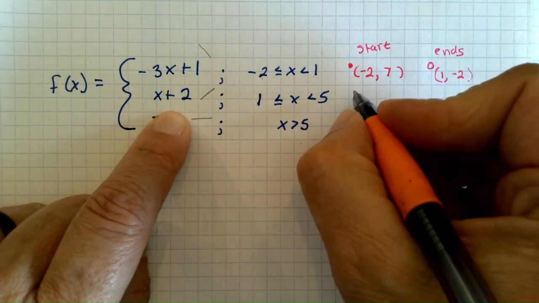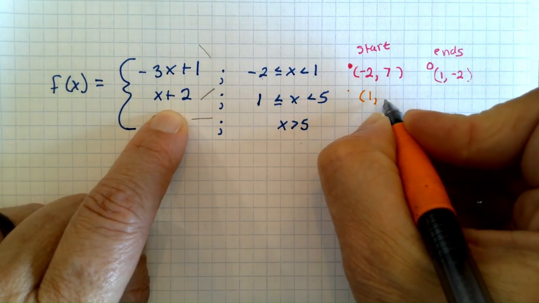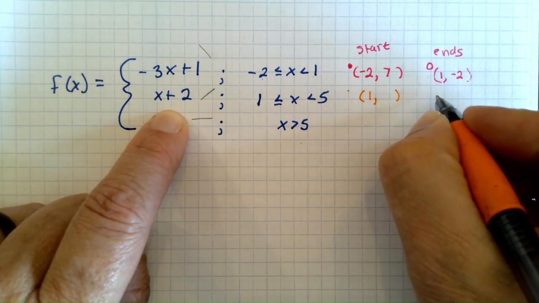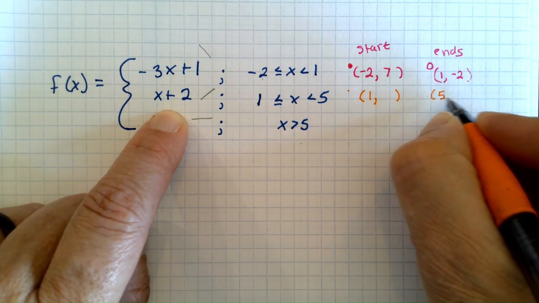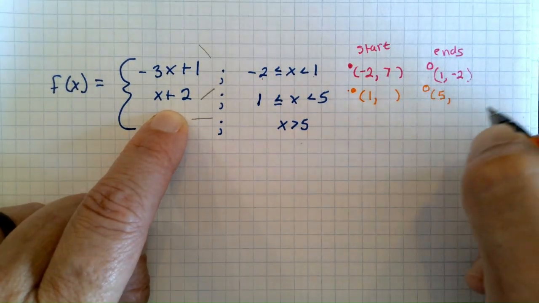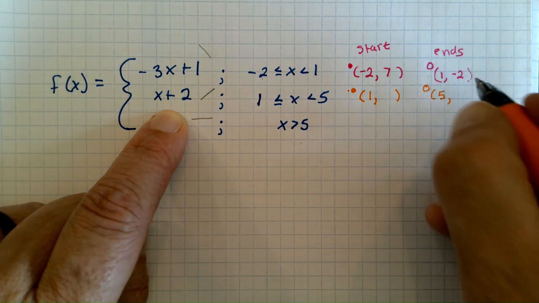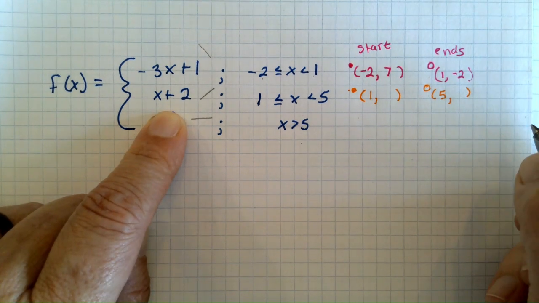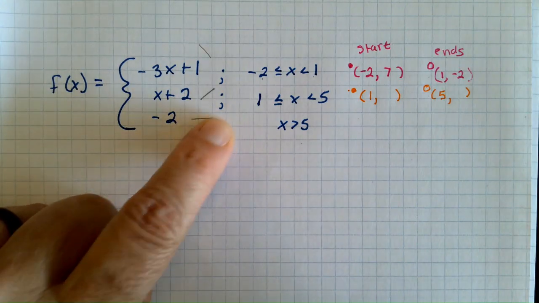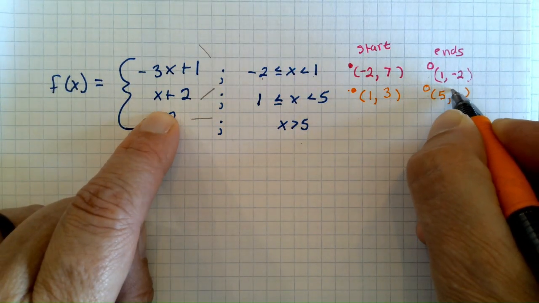Our next equation is going to start at 1 and end when x is 5. Again, that is a solid dot here and an open dot here. I know it matched the above. That just happens to be a coincidence. And let's go ahead and substitute. 1 plus 2 is 3. 5 plus 2 is 7.